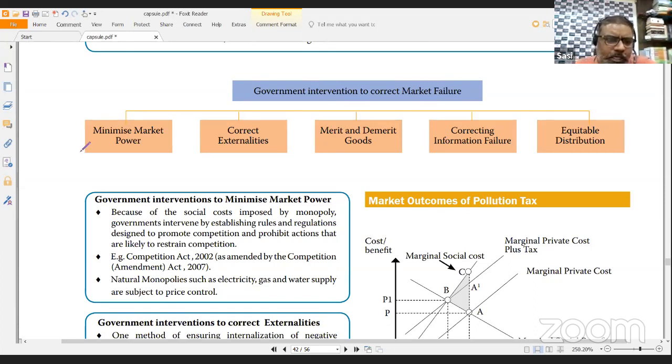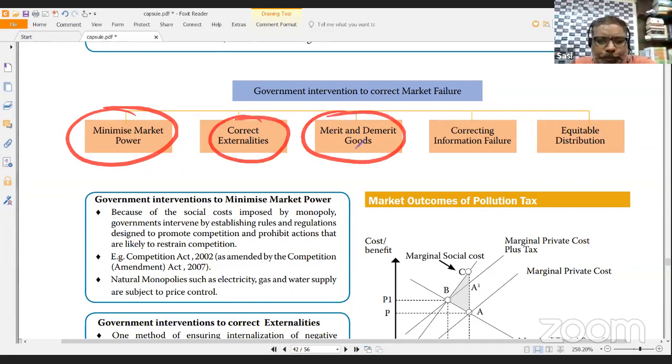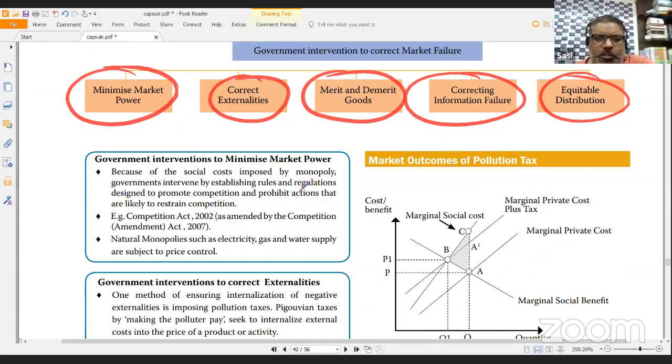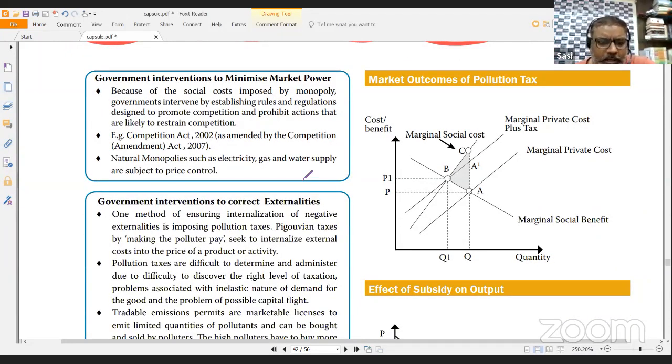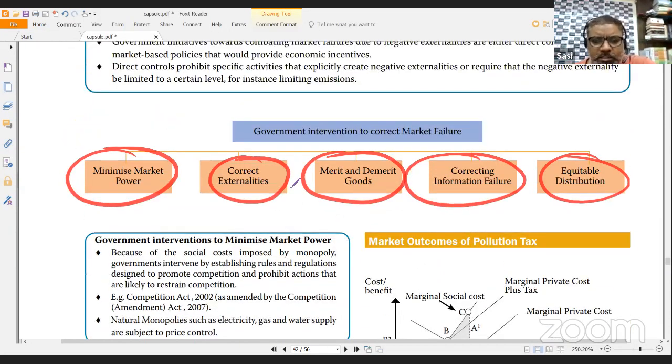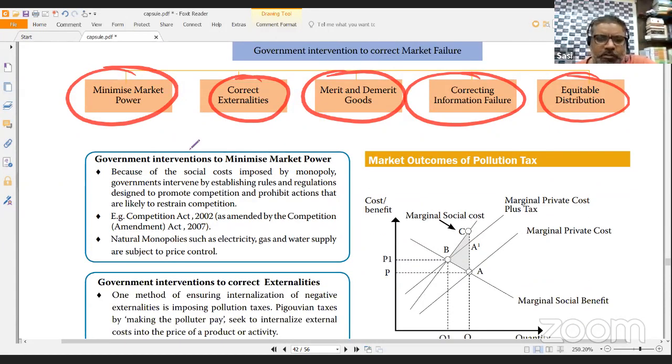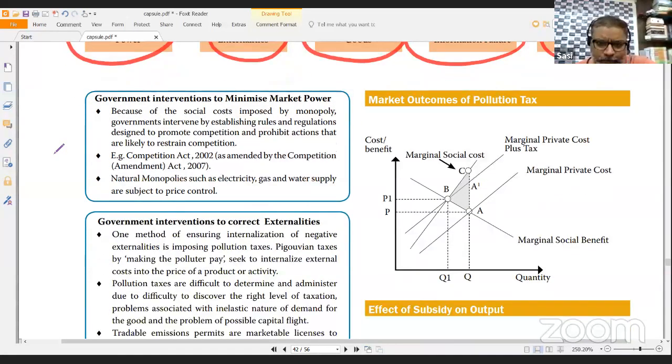How it will interfere, that is a different story. But of course, the objective of the government intervention is just the opposite: minimize market power, correct externalities, provide merit goods and discourage demerit goods, correct the information failure, and ultimately result in equitable distribution of wealth and incomes so that welfare of the society is maintained. Again, we are not talking any political lessons here. This is the role of any government, irrespective of the nature of the economy, irrespective of the system of government also. That is the role of the government, according to the economists, according to all these theories that we are looking at.